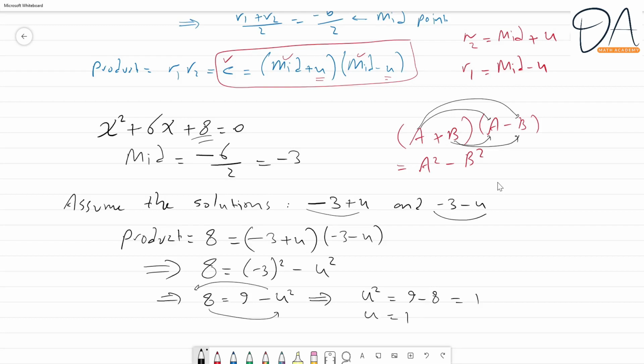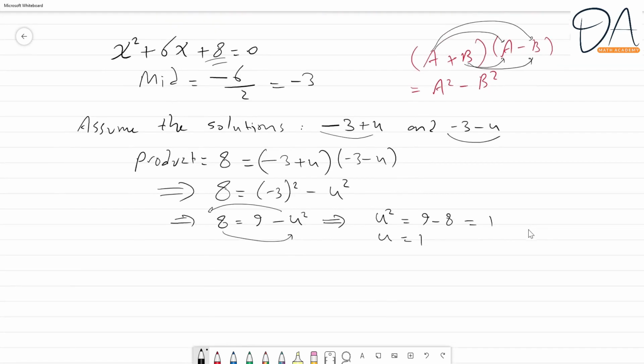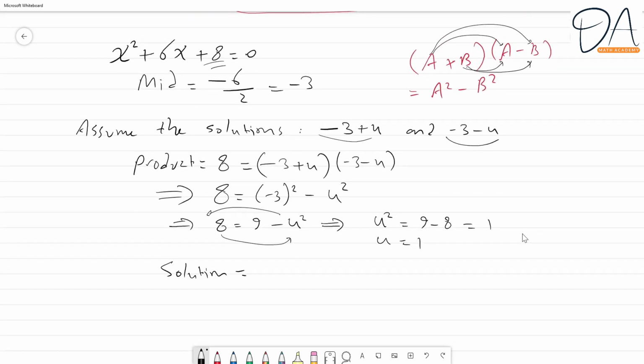You can also take minus 1. It will not make any difference, because we know whenever you have u squared equal to 1, there are two possibilities. Either u is equal to 1 or it is equal to minus 1. So any one of them will lead to the correct solution. In this case, I just took the positive. So our solution is equal to minus 3 plus 1 and minus 3 minus 1. And this will give you minus 2 and minus 4. This is the solution to the quadratic equation.